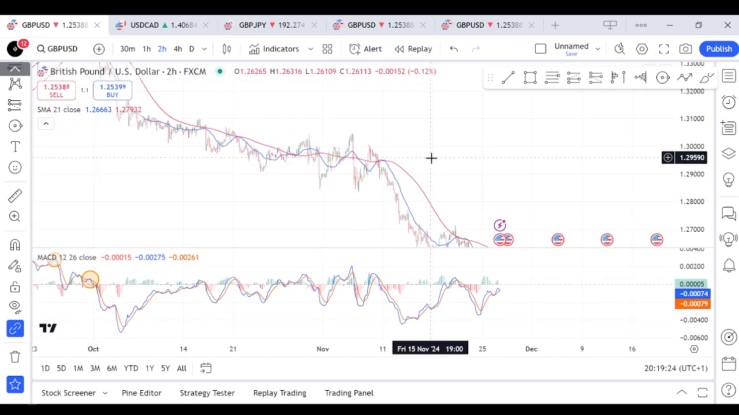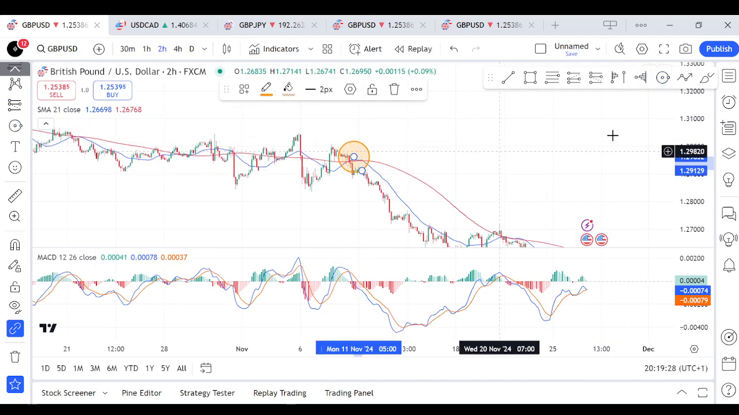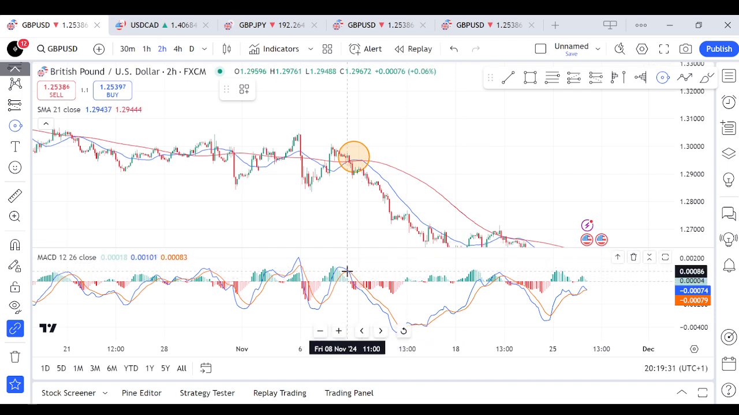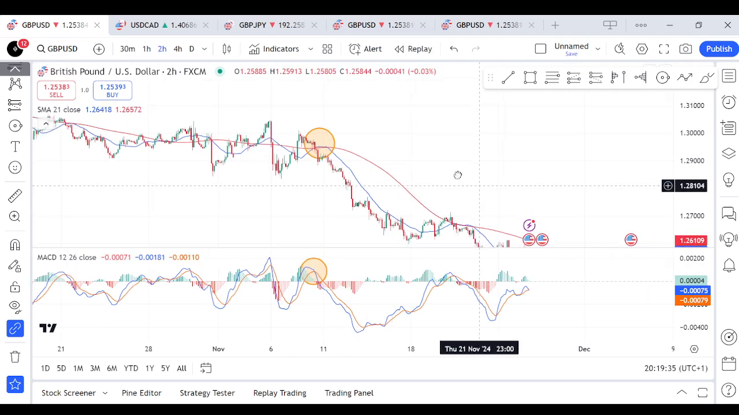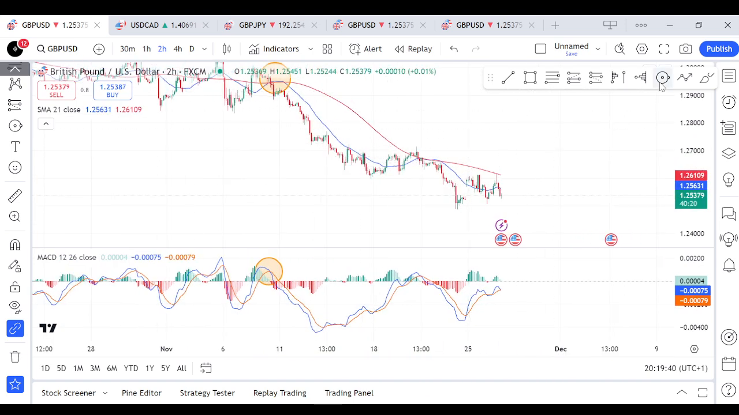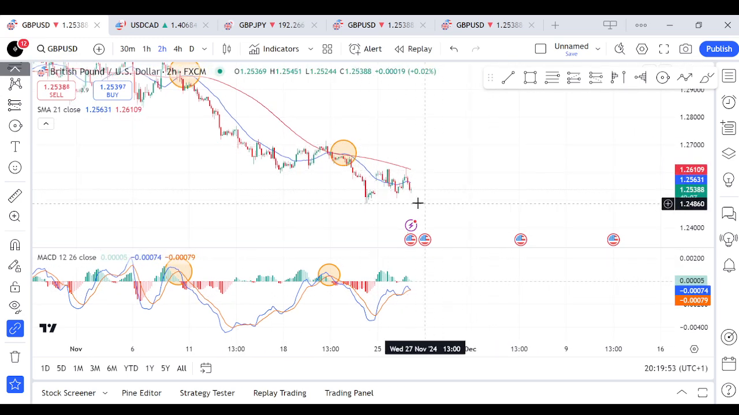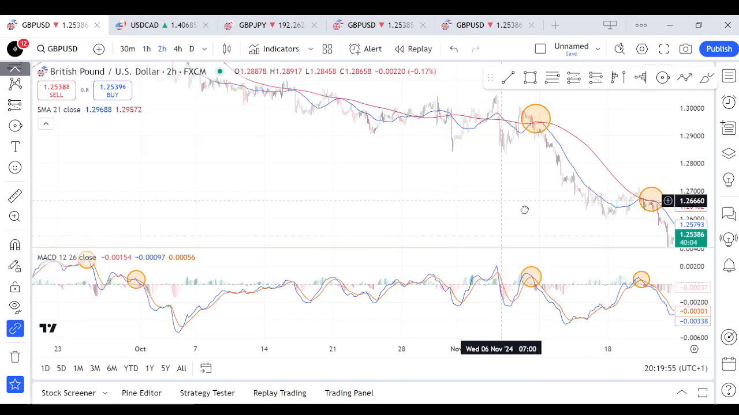And this is another example. You can see this cross. We had this cross right here, and on the MACD we also had this cross right here, which confirms that yes, we should be selling. And I think this is another example. The price was ranging a little bit here, but I had the clear cross on both indicators, the moving average and the MACD, and it suggests that we should be looking for downward price movement.